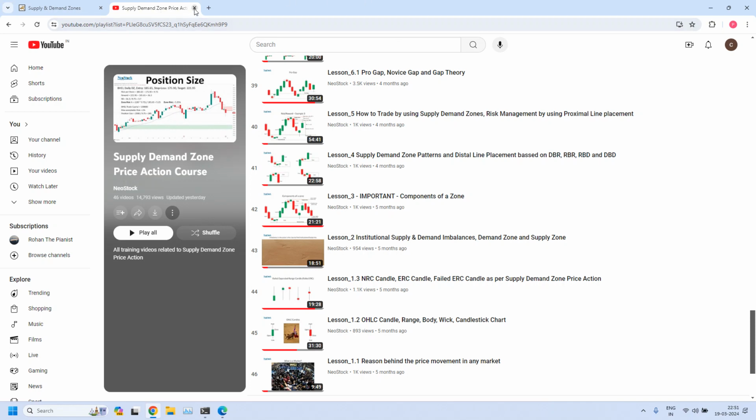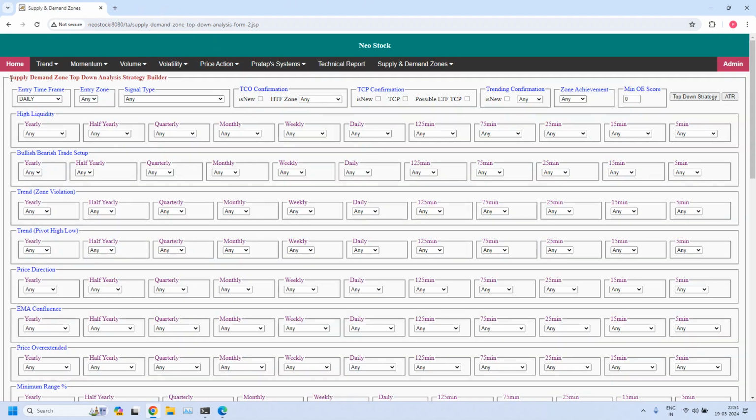Now let's get into the report generation with the help of NeoStock software supply demand zone top-down analysis strategy builder. The first report is going to be bullish trade setup for daily income trade. In daily income trade, entry time frame is 15 minutes. That is our LTF time frame. And the entry zone should be demand zone because it is a bullish trade setup.